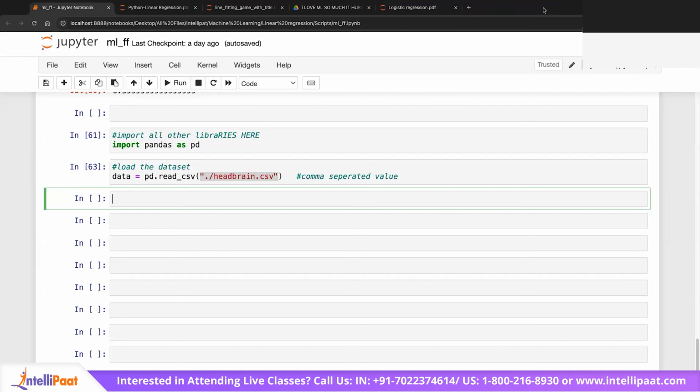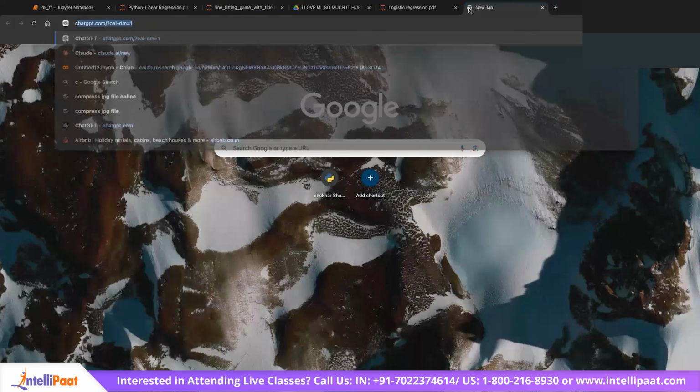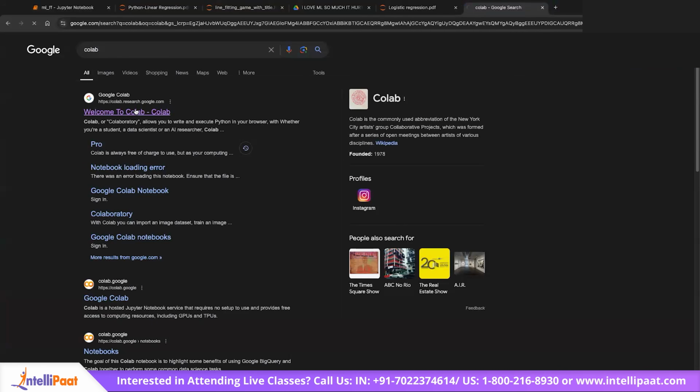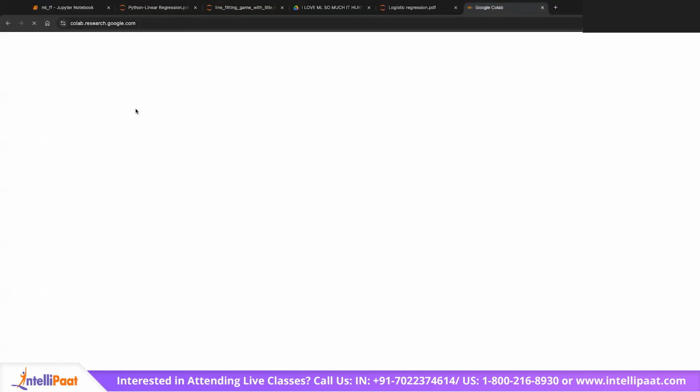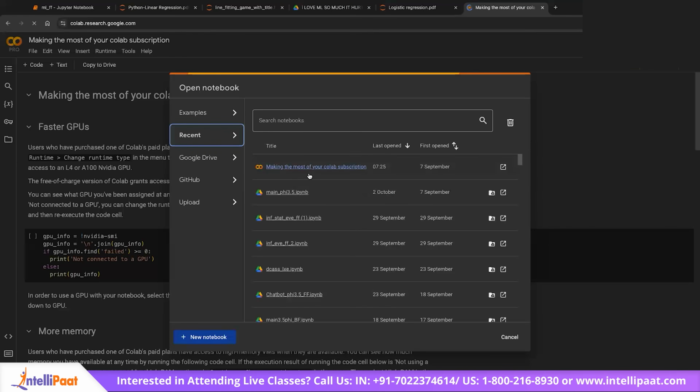Okay. Colab is just like that. Colab is exactly like Jupyter Notebook, but it works on the cloud. If I go to Colab and show you just one example, I have a Pro version, so I'm going to show it to you differently.